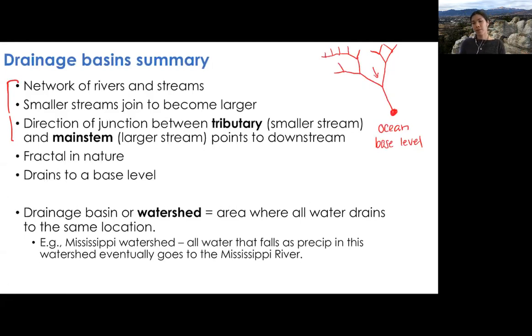So a common example for the US is the Mississippi watershed. All water that falls as precipitation within the Mississippi watershed eventually goes to the Mississippi River. It may make its way through a couple other rivers first, but those rivers are all going to drain ultimately to the Mississippi. So this also means you can have watersheds within watersheds. So the Arkansas River is going to be a sub-watershed within the Mississippi watershed.